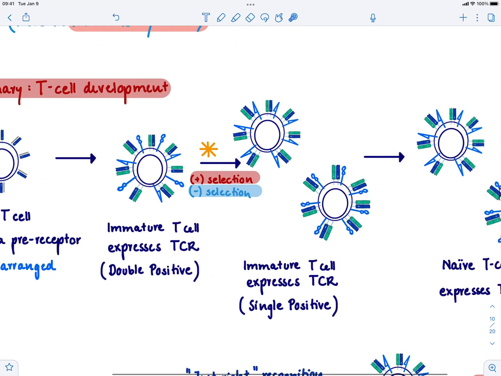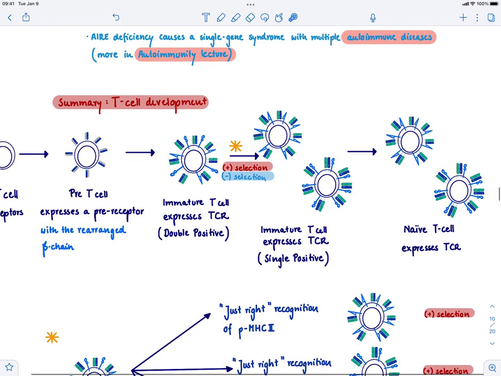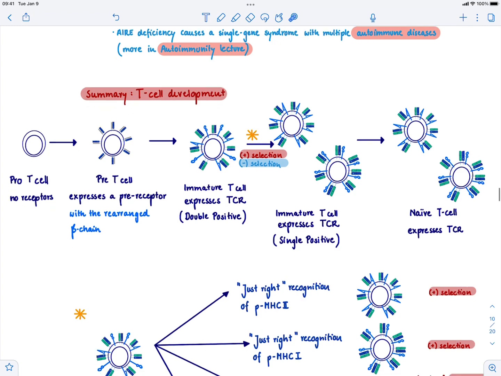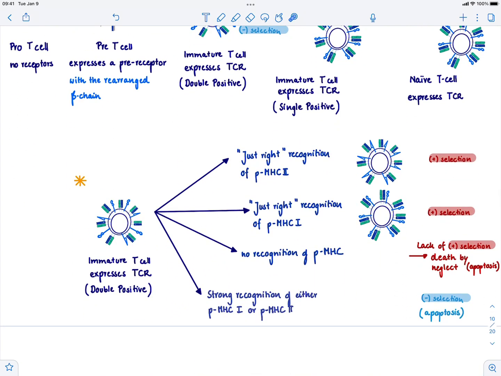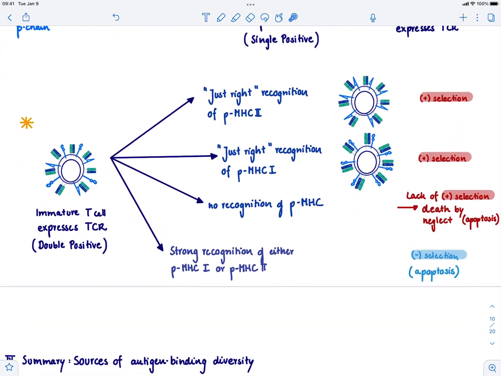But then all these hard tests come, the positive and the negative selection, the binding test comes. And then at the end of this immature T cell stage, we're going to talk about a single positive T cell, immature single positive T cell. And then eventually this cell, if it doesn't bind too tight, is going to become a naive or a mature T cell and expresses a T cell receptor. It's also single positive. And I just put in here an asterisk just to remind you about positive and negative selection, and just also to have on one slide all the different scenarios that you can see.